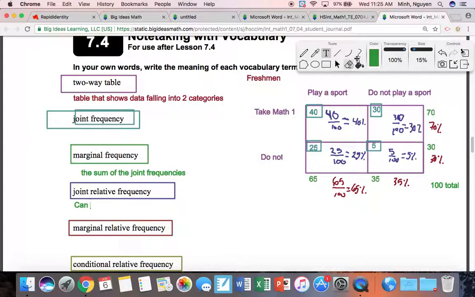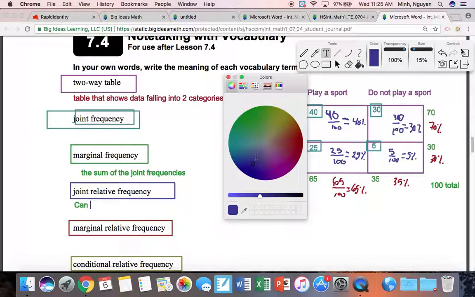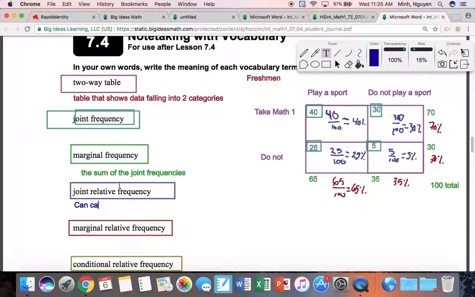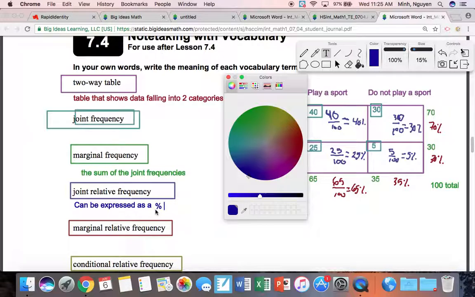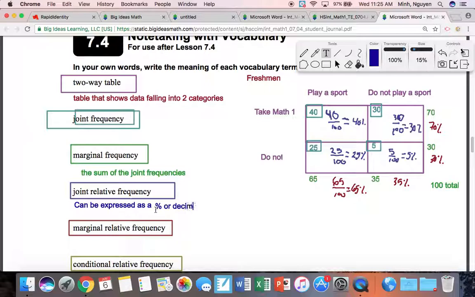I'll put that in: can be expressed as a percent or decimal. I guess when I type slowly, it doesn't do that. All right. Well, anyways, it can be expressed as a percent or decimal. Here I chose to express them as percents. The marginal relative frequency is the margin frequency compared to the total. So 65 over 100, 35 over 100, 30 over 100, 70 over 100.